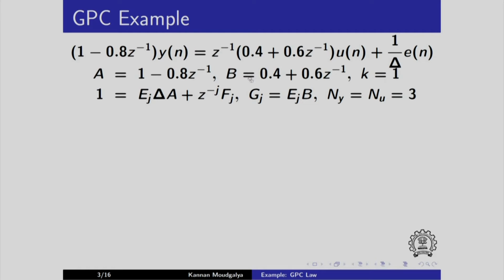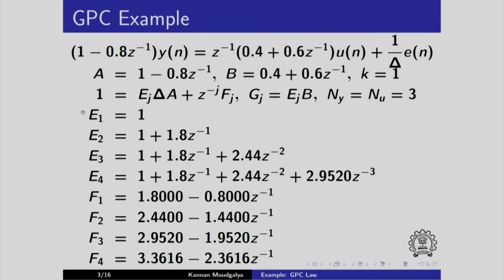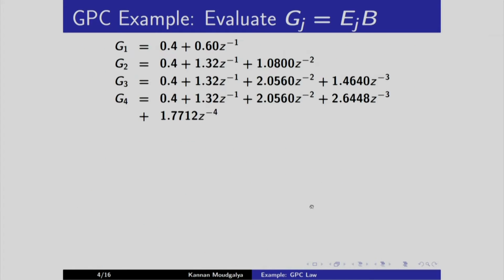We have A and B entries. On dividing 1 by A delta, we get these EJ, FJ polynomials, and we defined GJ as EJ into B. We have taken NY and NU, the prediction horizon and the control horizon, respectively as 3. We already showed in the last video the values of E's and F's, and then EJ into B.